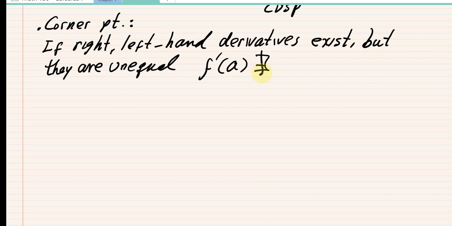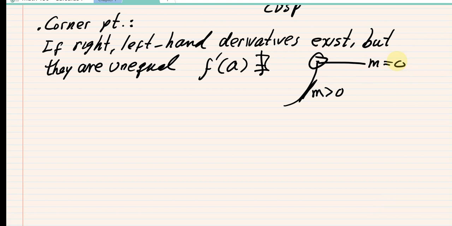So what does a corner point look like? There you go, that's right in here. This is a corner point of the graph. Notice the slope here, m is positive and becoming more positive as we get near that point, and the slope of this piece is 0. So the right and left slopes are different. So we have a corner point.